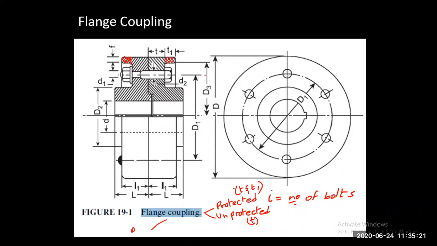And one more thing is the inner diameter of the protective covering, and this thickness F. So a few dimensions you have to decide in case of a protected type. This will usually be given in the question: what type of flange you need to design, whether protected or unprotected, and power requirements and everything will be the same as the muff or sleeve coupling we did. So let's move on to the design procedure, how we design this particular flange coupling.